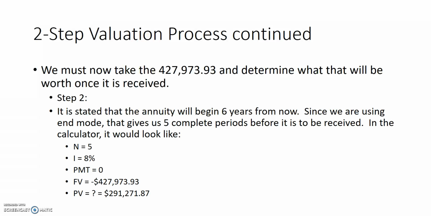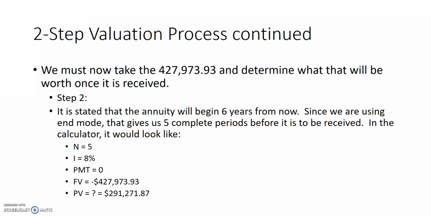All right. So some things are going to change. Some are going to stay the same. Let's see what happens. Our number of periods, as we mentioned, is going to drop to 5 because it's being deferred for 6 whole years, but we are in end mode. Our interest rate isn't going to change. That's at 8%. Now, the biggest change is that we were dealing with a payment because that's what we do when we have an annuity, but now we're simply solving for the present value of a future lump sum. That future lump sum is what we just solved for.